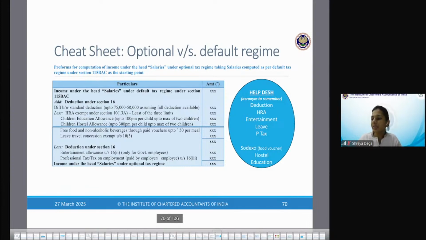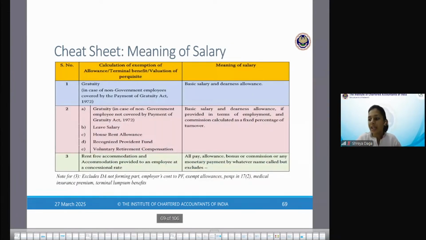Let's first do the first one. Meaning of salary: in case of gratuity covered by POGA, we said that the meaning is aligned to the Payment of Gratuity Act, that is basic plus DA. But in every other case, that is gratuity not covered by POGA, or leave salary, or HRA, or RPF, or VRS, the salary was my life, my rules. That means income tax defines it in its own way. And this DA forming part, commission as fixed percentage of turnover, these are terms coined by income tax only. Nobody else sees them so differently. So for all these definitions, income tax has applied its own definition, which is basic plus DA forming part plus commission based on fixed percentage of turnover.